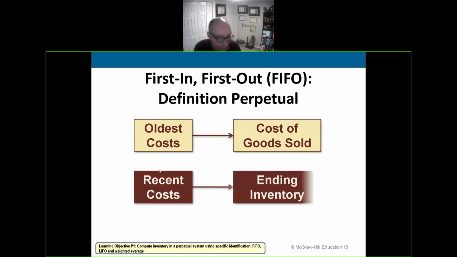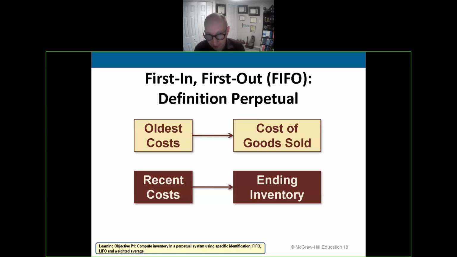So with first in, first out, as you know, I sell the oldest item first. Whatever came in first is what I'm going to sell first. The reason for that is because things are perishable, like grocery store items. So first in, first out.